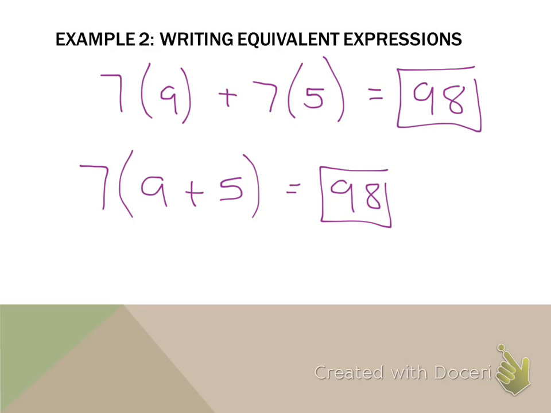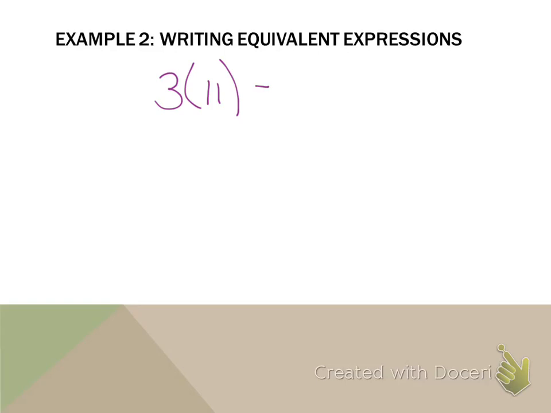You think you can do one of these? All right, let's work it. Okay, 3 times 11 minus 3 times 4. Now that minus, don't forget about that. That's going to go somewhere in your equivalent expression. Try to work this out. It'll be 3 times 11 plus or minus 4. Minus. Why minus? Because the subtraction sign, it's got to go somewhere. I can't just drop it off.